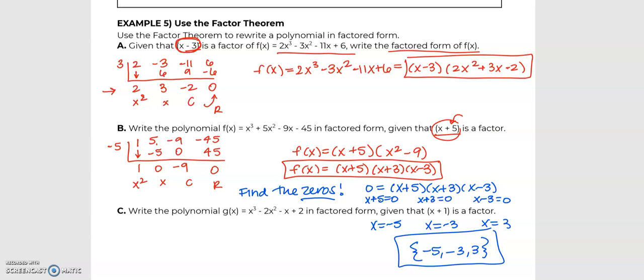That's just how to take it a step further. If it asks to find the zeros, do the zero product property. If it just wants the factored form, you can leave it just like that.